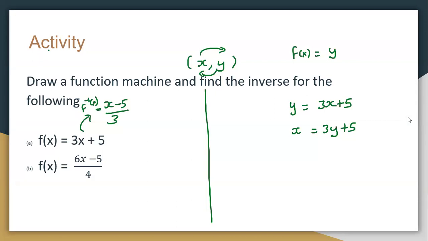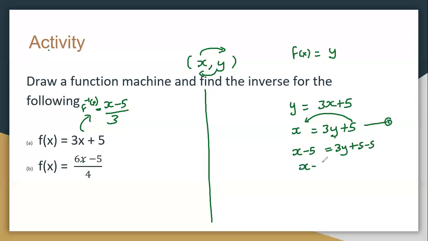When we are looking for the inverse, your x becomes your y and your y becomes your x. So you go back in the function. Wherever you have x, put y. Wherever you have y, put x. Now, after writing this step, the next step is to make y the subject of the formula. That means leave y on its own side. So this 5 will come this side, and you end up with x minus 5 is equal to 3y plus 5 minus 5.